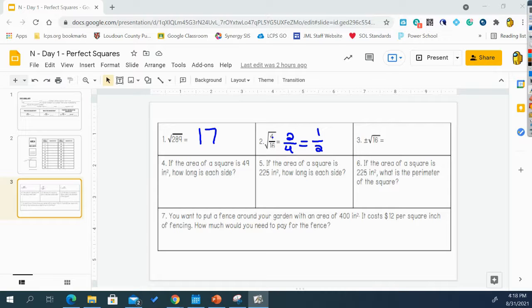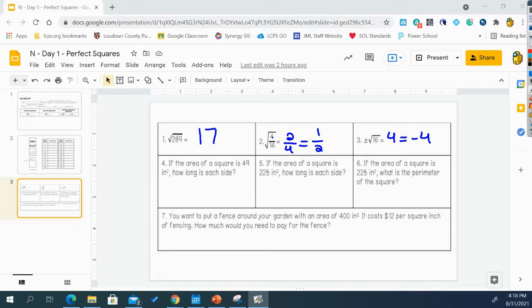Move over to the next one. This is a plus minus problem. And like I said, these aren't going to be on the test, but I still want you to be familiar with them. If you have an answer that says plus minus the square root of 16, that means there's actually 2 answers. We know the square root of 16 is 4, but because of that plus minus symbol, the answer could be positive 4 or it could be negative 4. There's actually 2 different answers, and they're both correct.